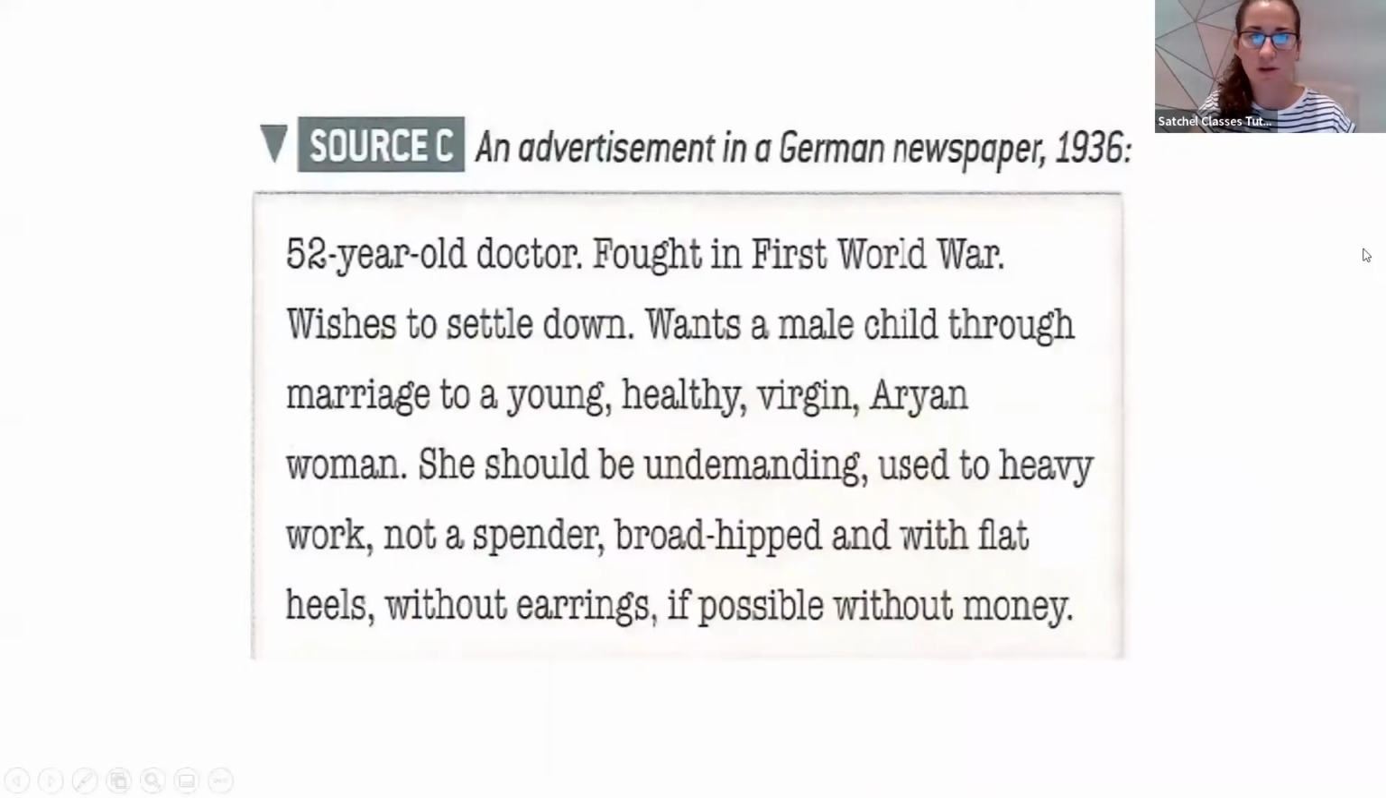Okay, so this is the second one. So have a look at source C and just read this advertisement and see whether or not you actually think this individual clearly is with the Nazi policies towards women. Give it a pause.